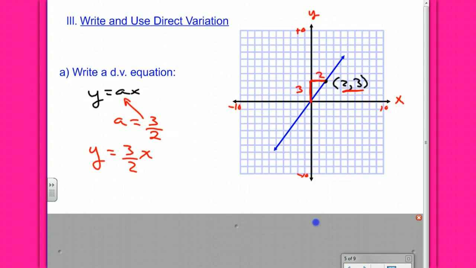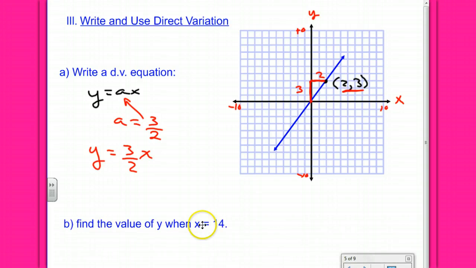We've written the equation. Now the follow-up to that is, after writing the equation, can you find the value of y when x equals 14? So what will we do? Plug it in, right? Just plug the 14 into the known equation. Y equals 3 halves times 14. Okay.